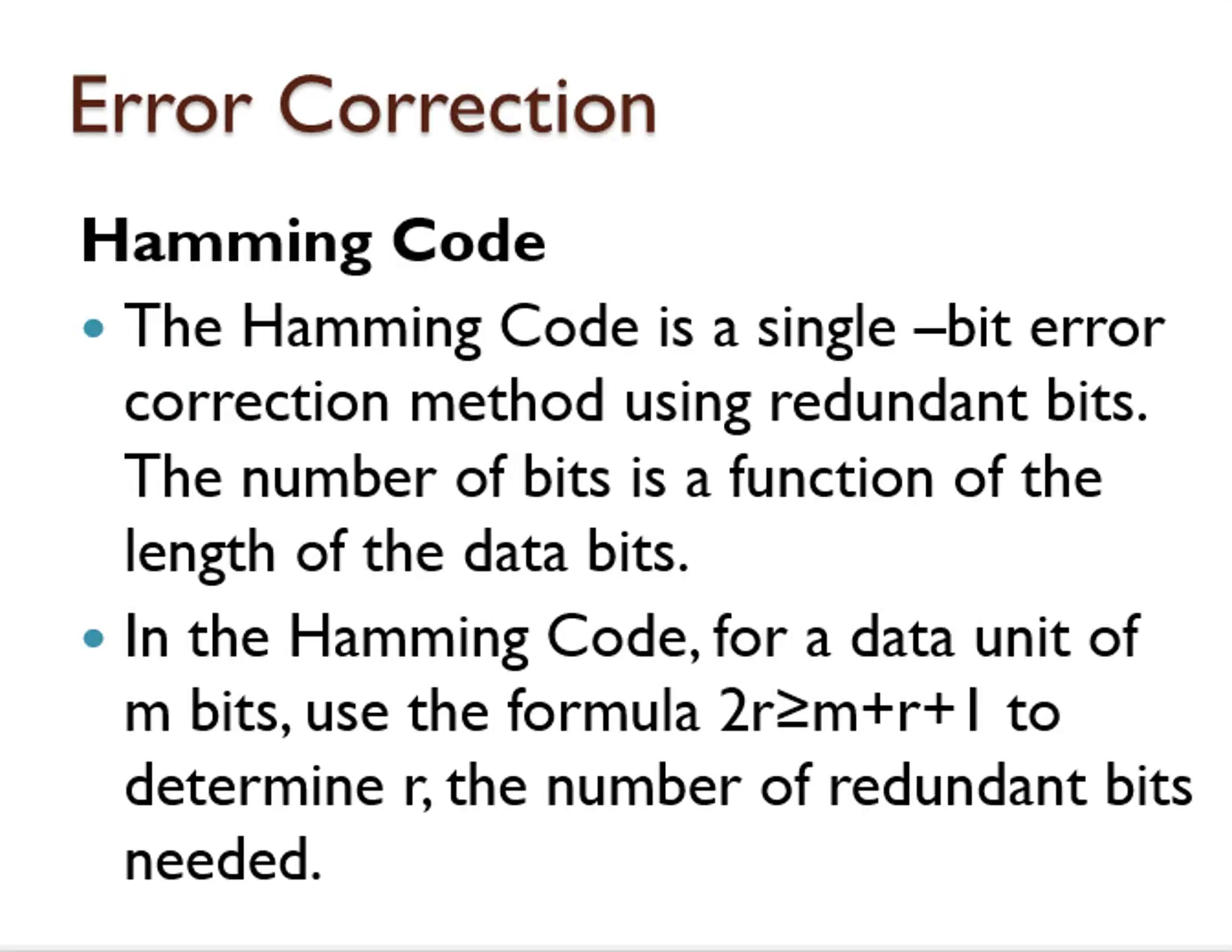Error correction: Hamming code. The Hamming code is a single bit error correction method using redundant bits. The number of bits is a function of the length of the data bits. In the Hamming code, for a data unit of m bits, use the formula 2^r greater than or equal to m + r + 1 to determine r, the number of redundant bits needed.